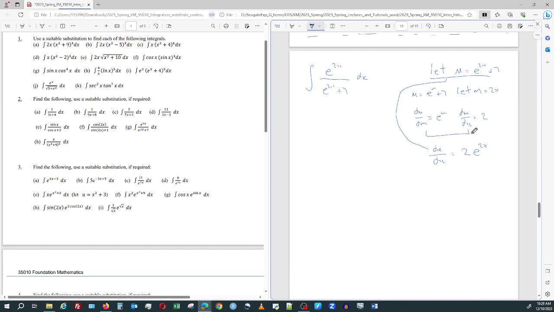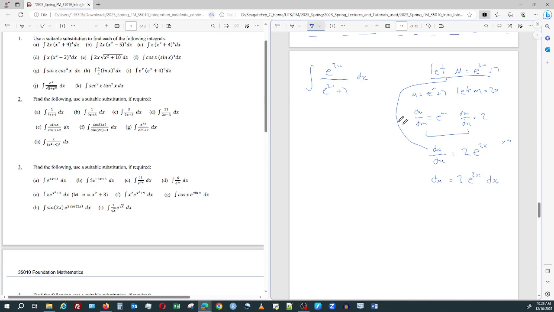Alright, so let's just manipulate dx. So we're going to multiply both sides by dx. du will be equal to 2e to the 2x dx.